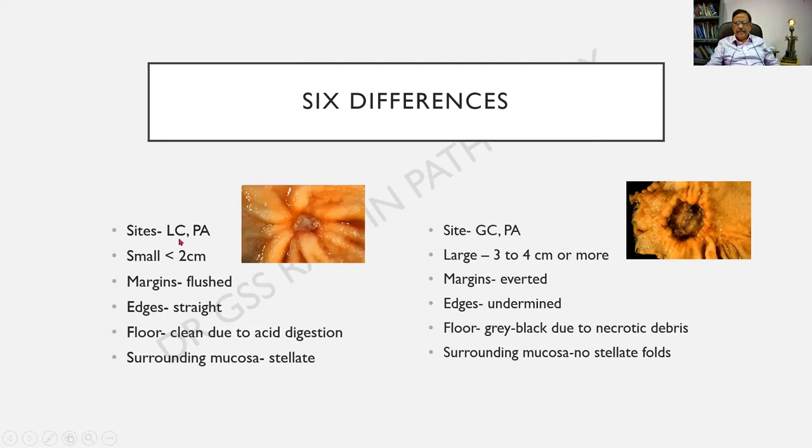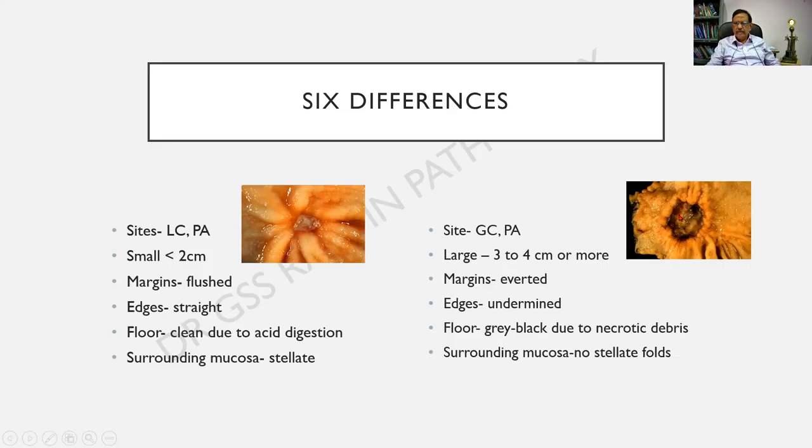Sites. It occurs in the lesser curvature or in the pyloric antrum. The carcinoma can occur in the greater curvature, again in the antrum. Size is less than 2 centimeters, whereas the carcinoma is large, more than 3 to 4 centimeters. Margin is flushed with the surface, whereas the margins can be everted. Everted means it bubbles out. The edges are straight in a case of a peptic ulcer.